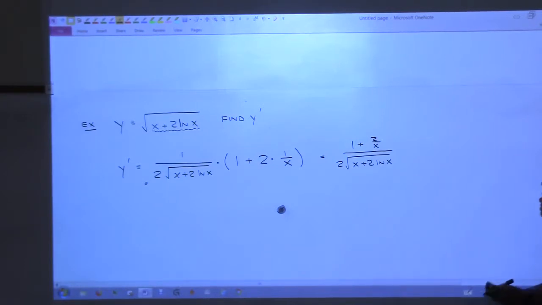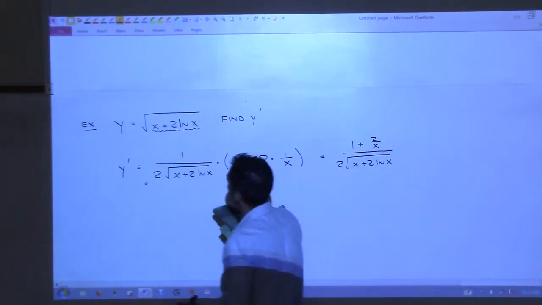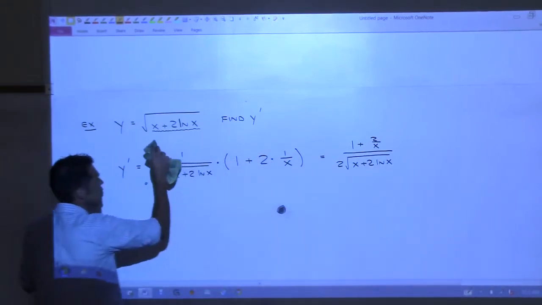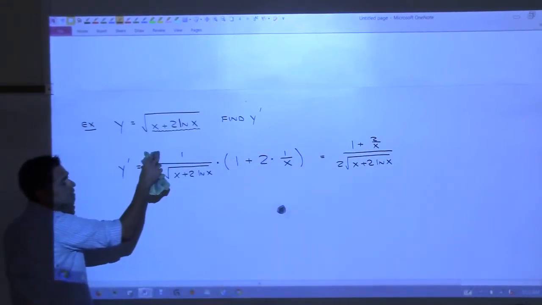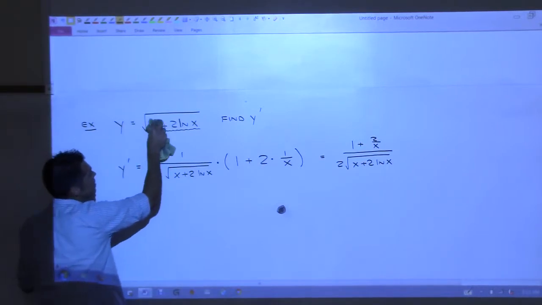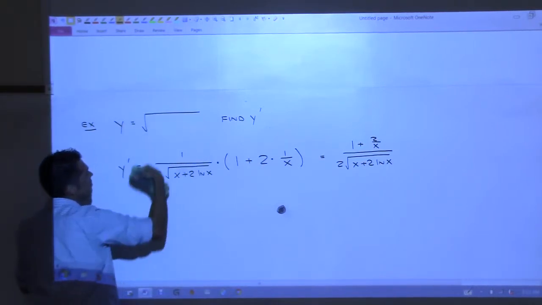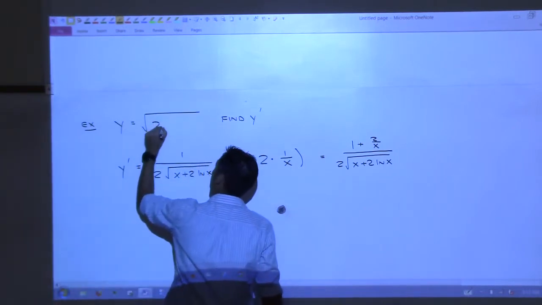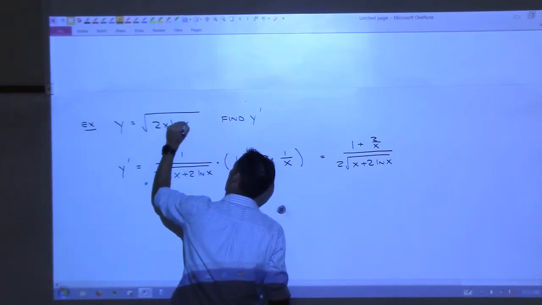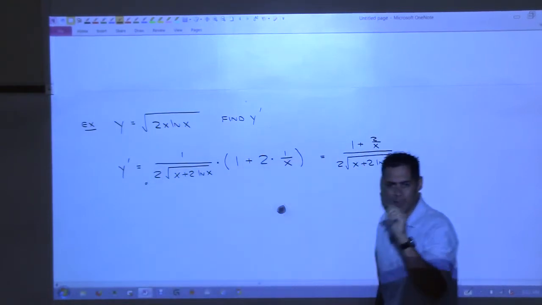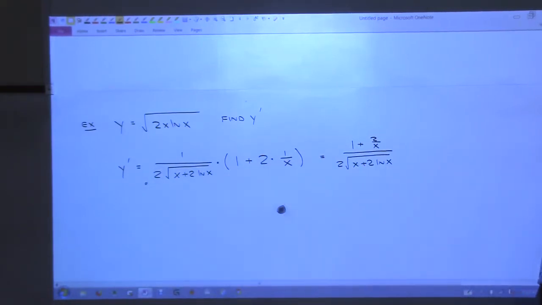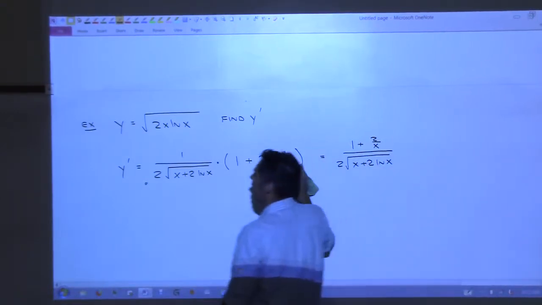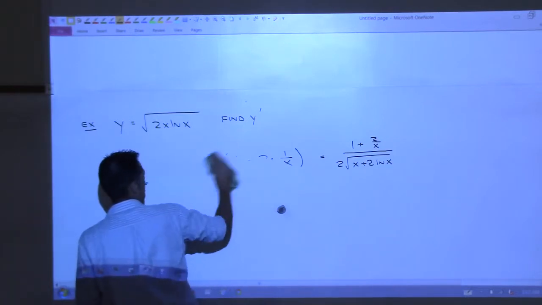Okay, let's try something else. Let's just tweak this problem a little bit, okay? I'm going to redo this in here, and instead of doing x plus 2 natural log of x, I'm going to go 2x natural log x. So I've removed that plus between them, and I've turned it into a multiplication in there. Y'all see the difference? Let's see how that impacts our derivative.